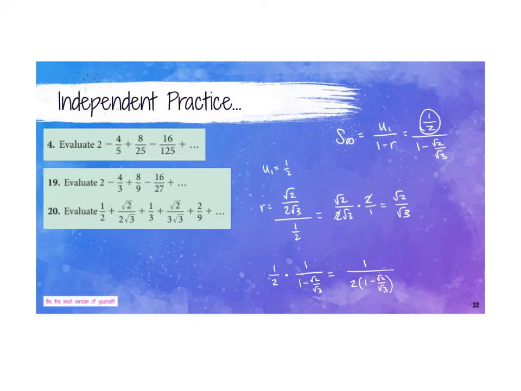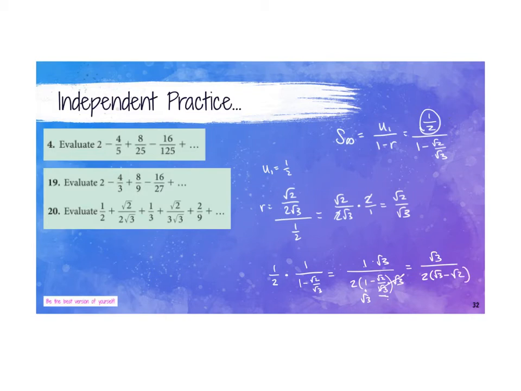Now what we're going to do next is try to get rid of this root 3 by multiplying all three terms by root 3. So I'm going to multiply the top by root 3. I'm going to multiply this 1 by root 3, and I'm going to multiply this by root 3. So that cancels, and now I have root 3 over 2 times root 3 minus root 2.